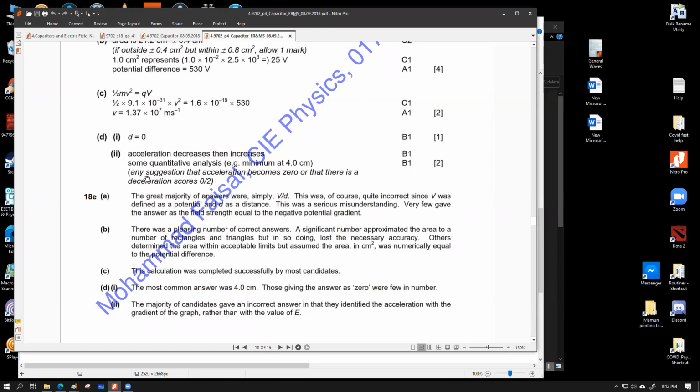I love this bracket. It gives a hard check on the understanding of the students. Hard check. Any suggestion that acceleration becomes 0 or that there is a deceleration scores 0 out of 2 immediately, no matter how much correct information you've put there.